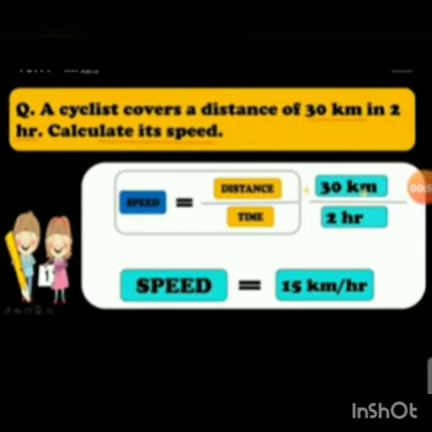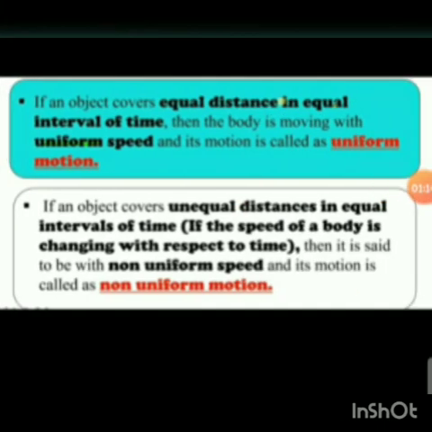So here is an example. A cyclist covers a distance of 30 kilometer in 2 hours. Calculate its speed. Speed is equal to distance upon time, as we have seen before. So that is 30 divided by 2. So what is the speed? 15 kilometer per hour.